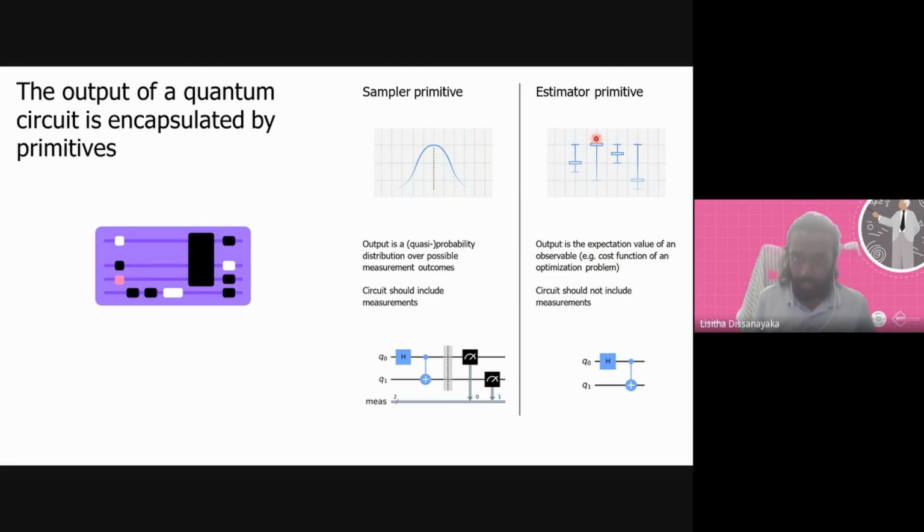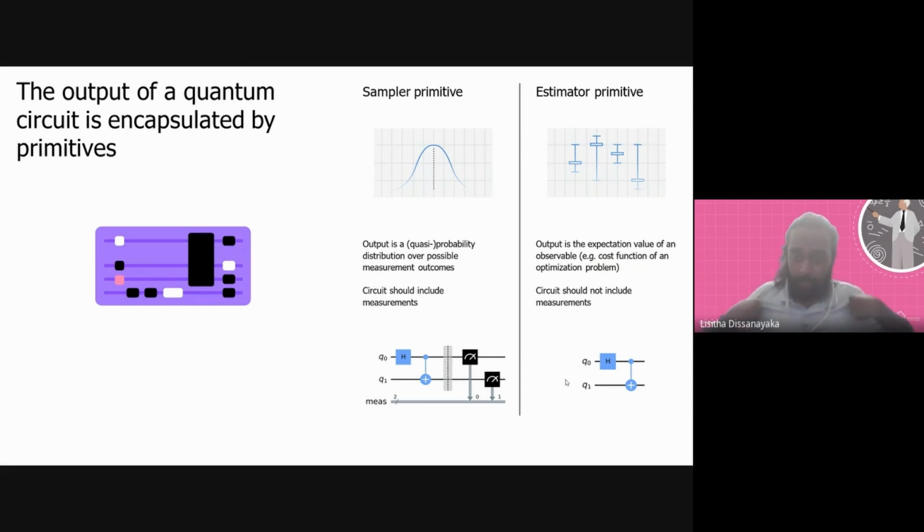For the estimator primitive, your circuit should not include measurements. The estimator handles the measurement process internally based on the observable you specify. You can see the circuit has no measurements here, unlike with the sampler primitive. This is particularly useful for variational algorithms, where you are trying to minimize or maximize an expectation value.